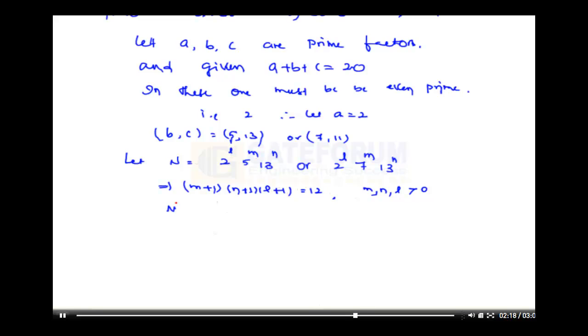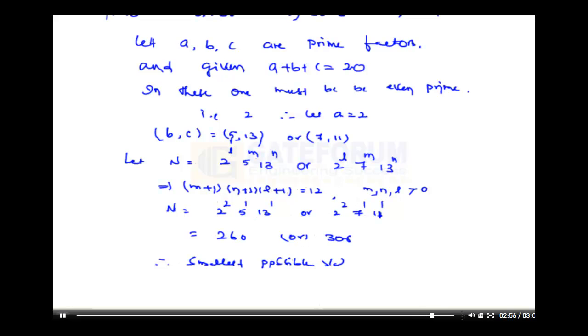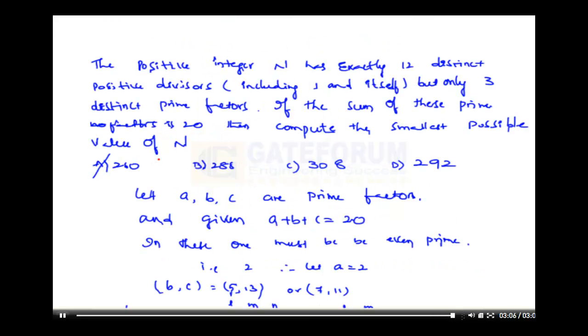Now we require the least positive value, so we can take n equal to 2 to the power of 2, 5 to the power of 1, 13 to the power of 1, or 2 to the power of 2, 7 to the power of 1, 11 to the power of 1. The value of 2 squared times 5 times 13 is 260, and 2 to the power of 2 into 7 into 11 is 308. Both are possible, but we require the smallest possible value of n, which is 260. So the option is A, which is our required answer.